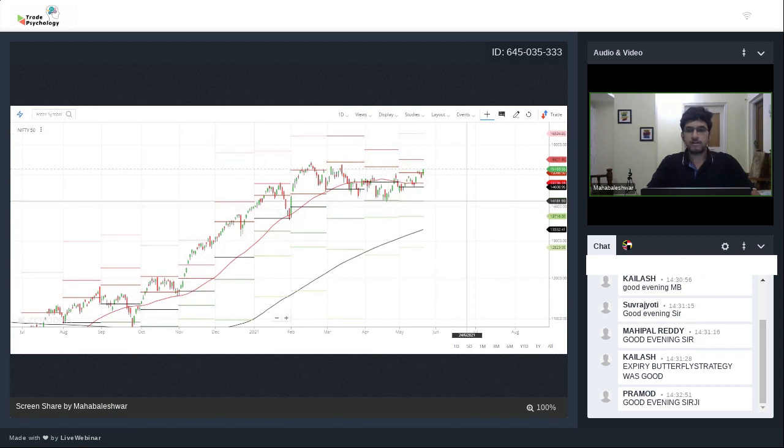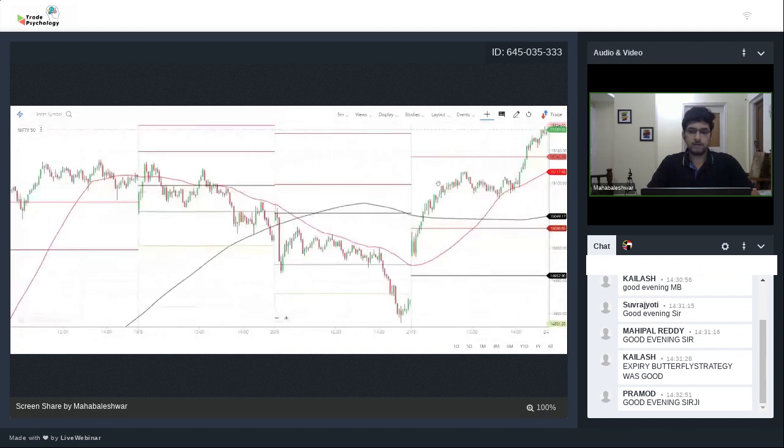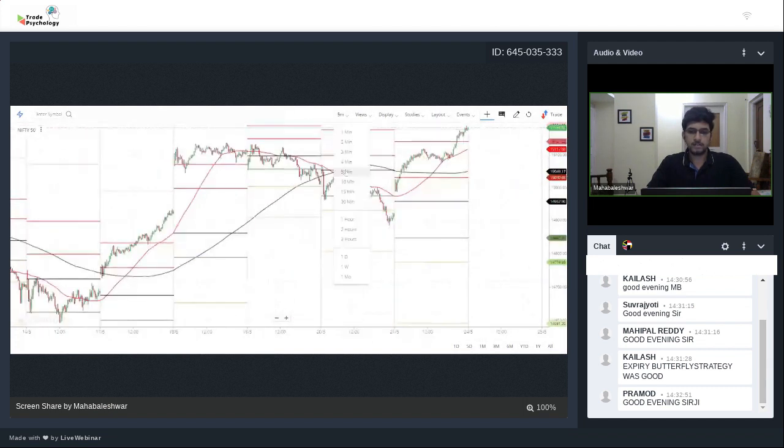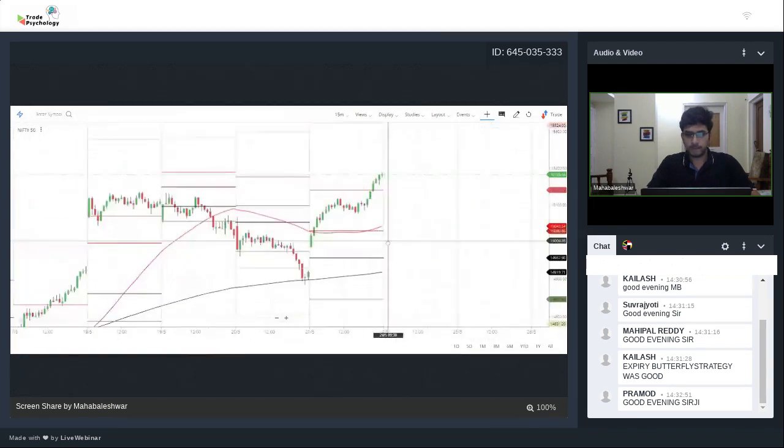Currently, you can see the Nifty, today we had a very good rally. In Nifty, it was close to a 1.5 to 2% rally. And if you see the intraday 15-minute chart, Nifty had a gap up opening and it has rallied from around 15,000 to 15,200. It was a 200 points rally in Nifty.